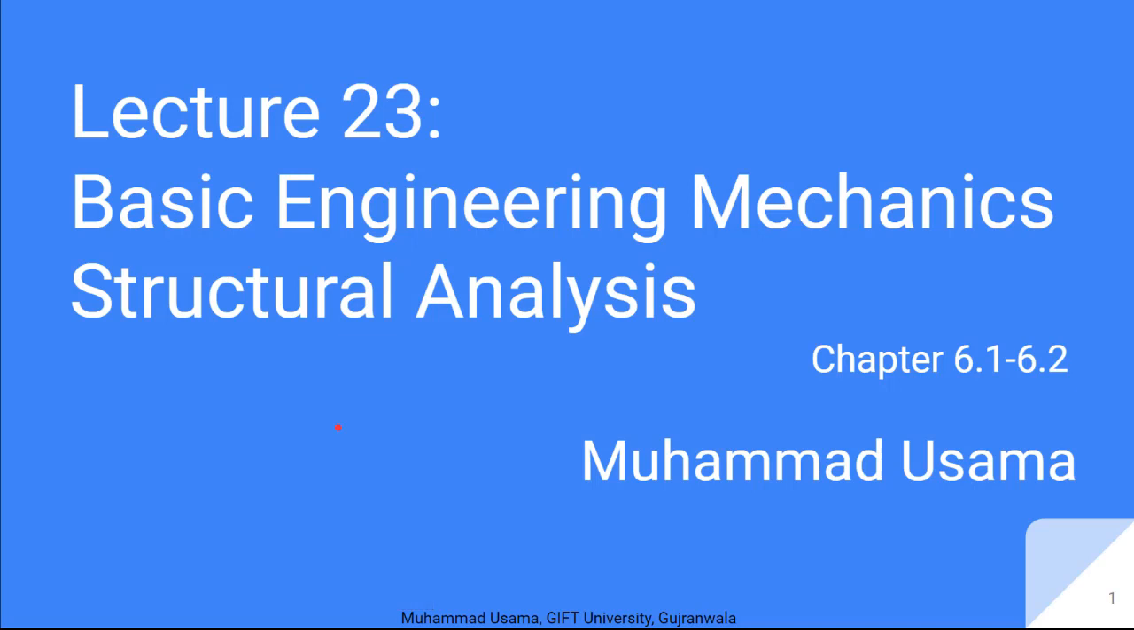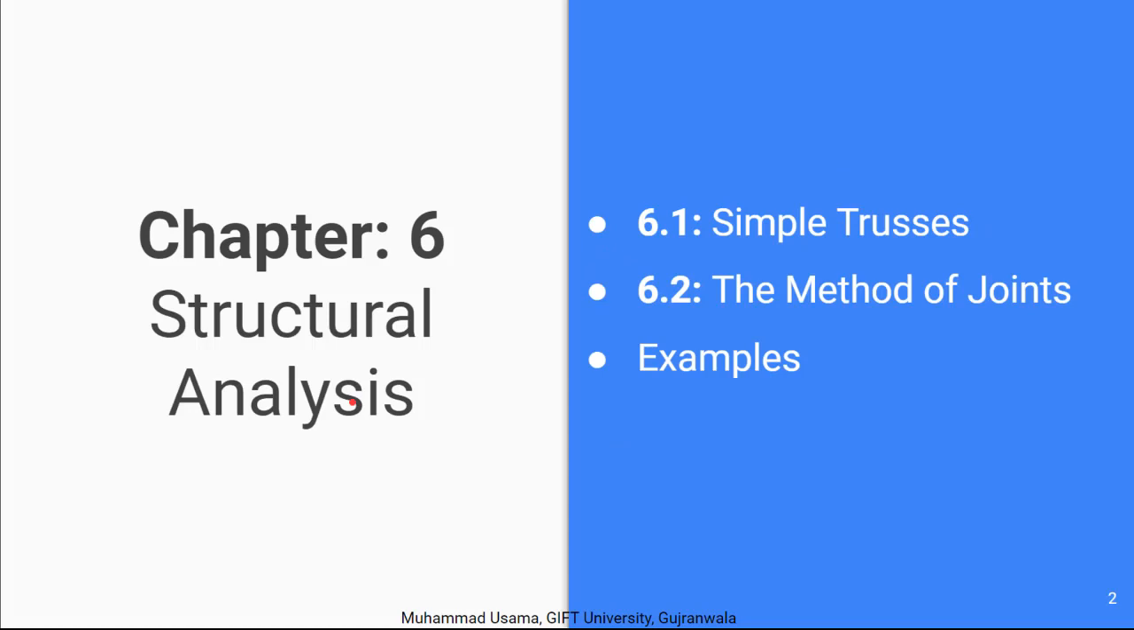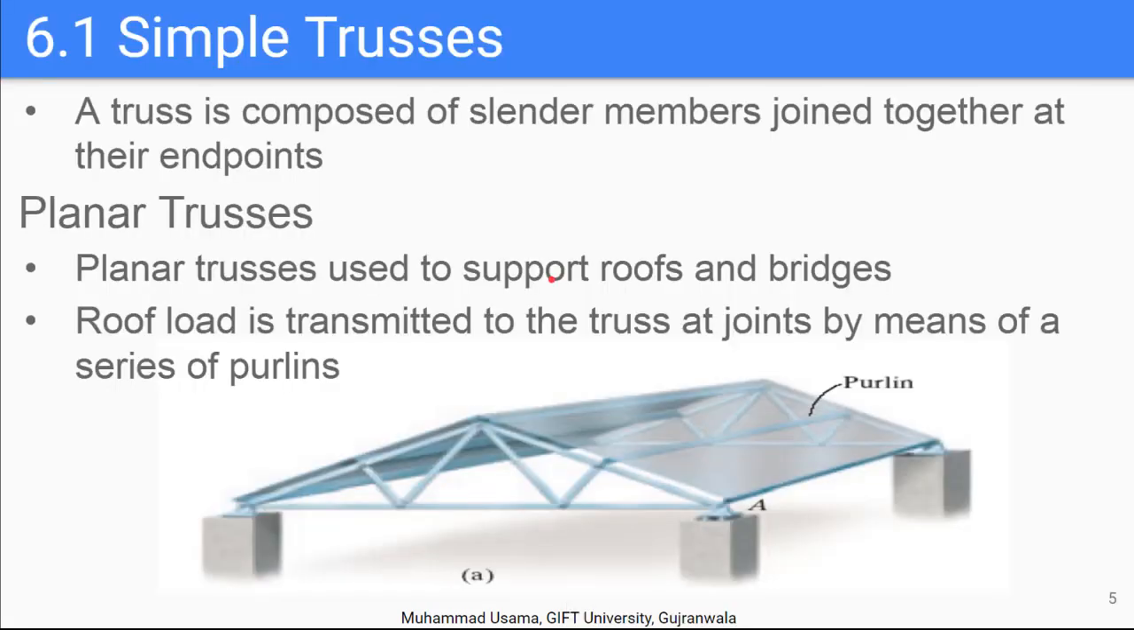In this lecture we would start our discussion on structure analysis, which is chapter number 6 of our textbook. So the topic for today is that we will discuss something which is called simple trusses, and then we will see how we can analyze simple trusses using the method of joints, and then we will see some examples relating to those simple trusses. Okay, so what is a truss?